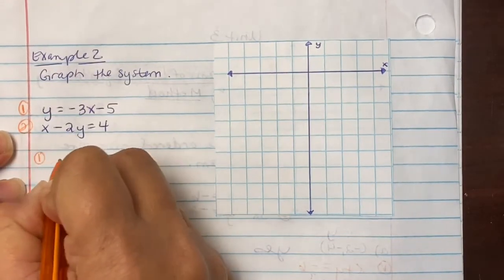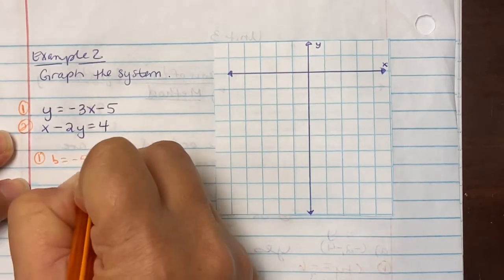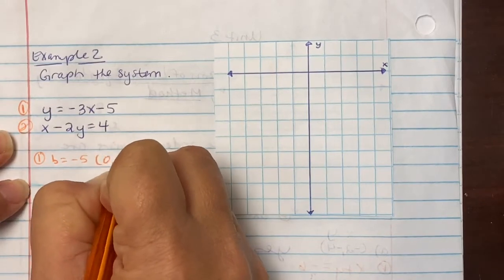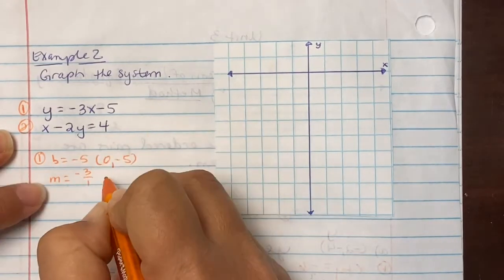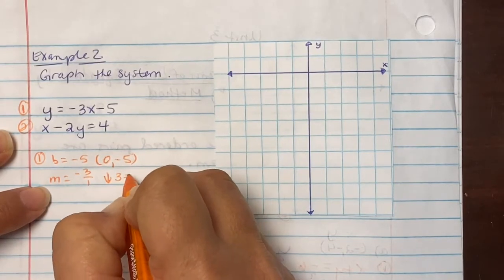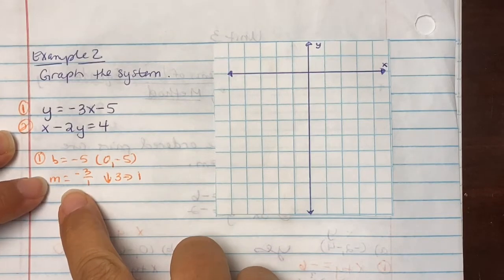So the first one, we know we have a y-intercept, which is the b value of -5. So it's an ordered point at (0, -5). And then the m value is -3, so I'm going to write -3 over 1, which means down 3, to the right 1. So we're going to start graphing the first line.